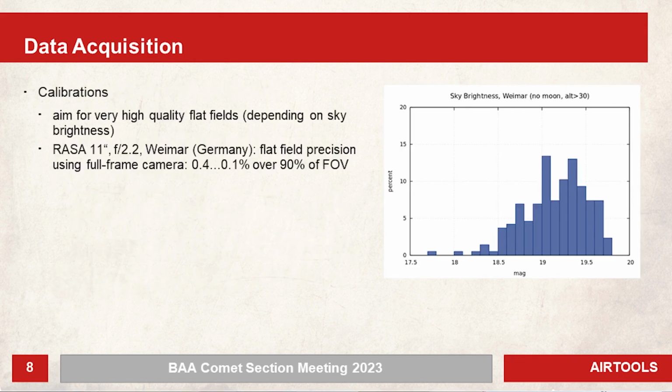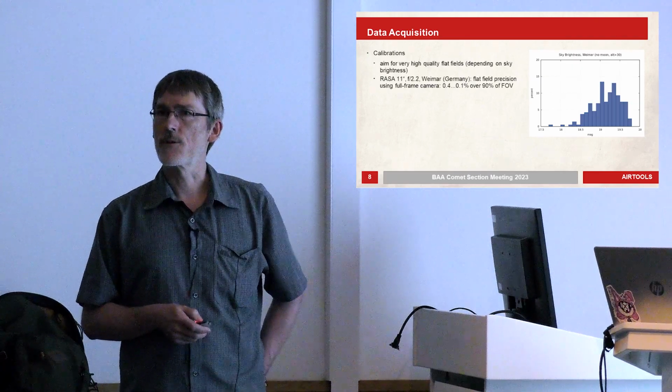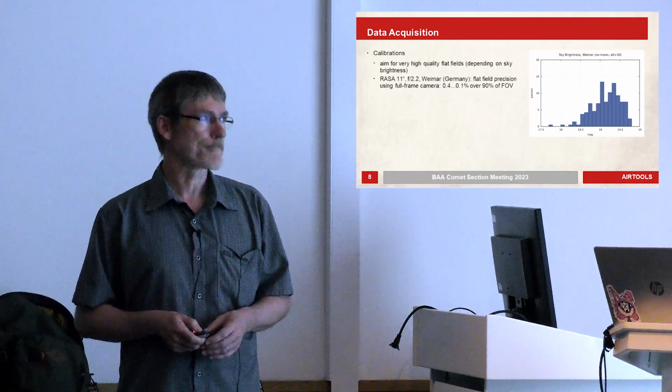A very important point is calibrations. To the right is a plot of sky brightness. You see it's from 19 to 19.5 mag per square arcsecond, and that is only for those nights without any moon, and also objects high in the sky.